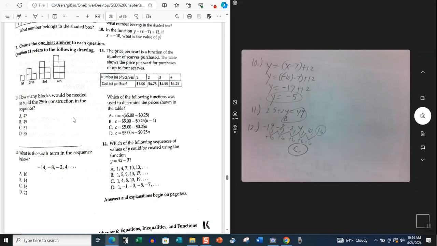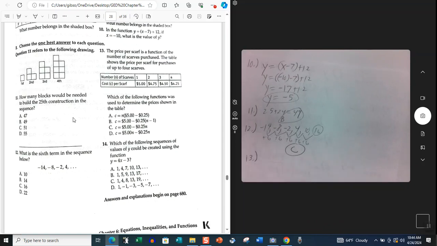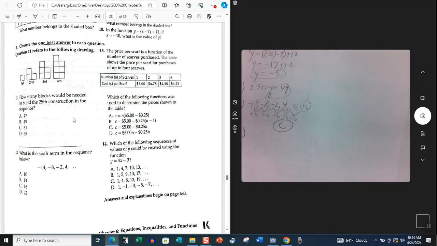All right. Now we move on to 13. 13, it says, the price per scarf is a function of the number of scarves purchased. The table shows the price per scarf for purchase of up to 4 scarves. Now, it tells us here, which of the following functions was used to determine the prices shown in the table?